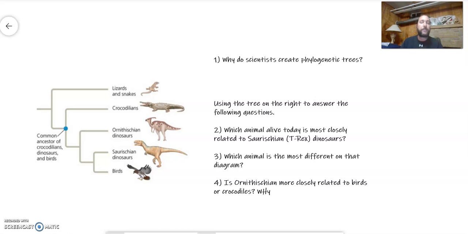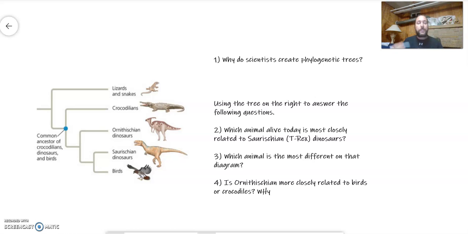It's not actually that much different than if you think of a family tree. A family tree tells you who you're related to within your family. A phylogenetic tree tells us how different animals are related. And we do that by looking at shared characteristics or characteristics that make things different. So we can read a phylogenetic tree to learn about these relationships.